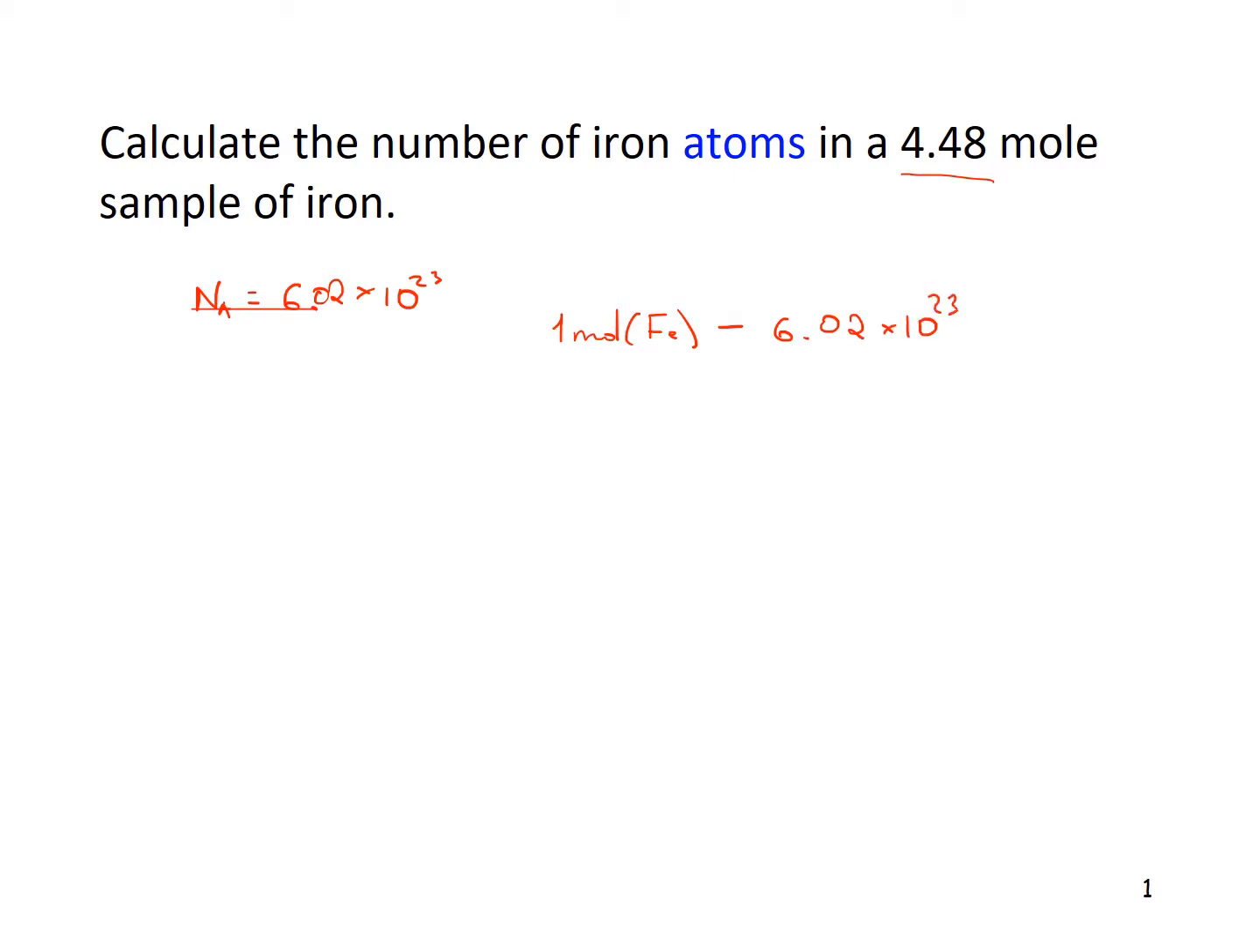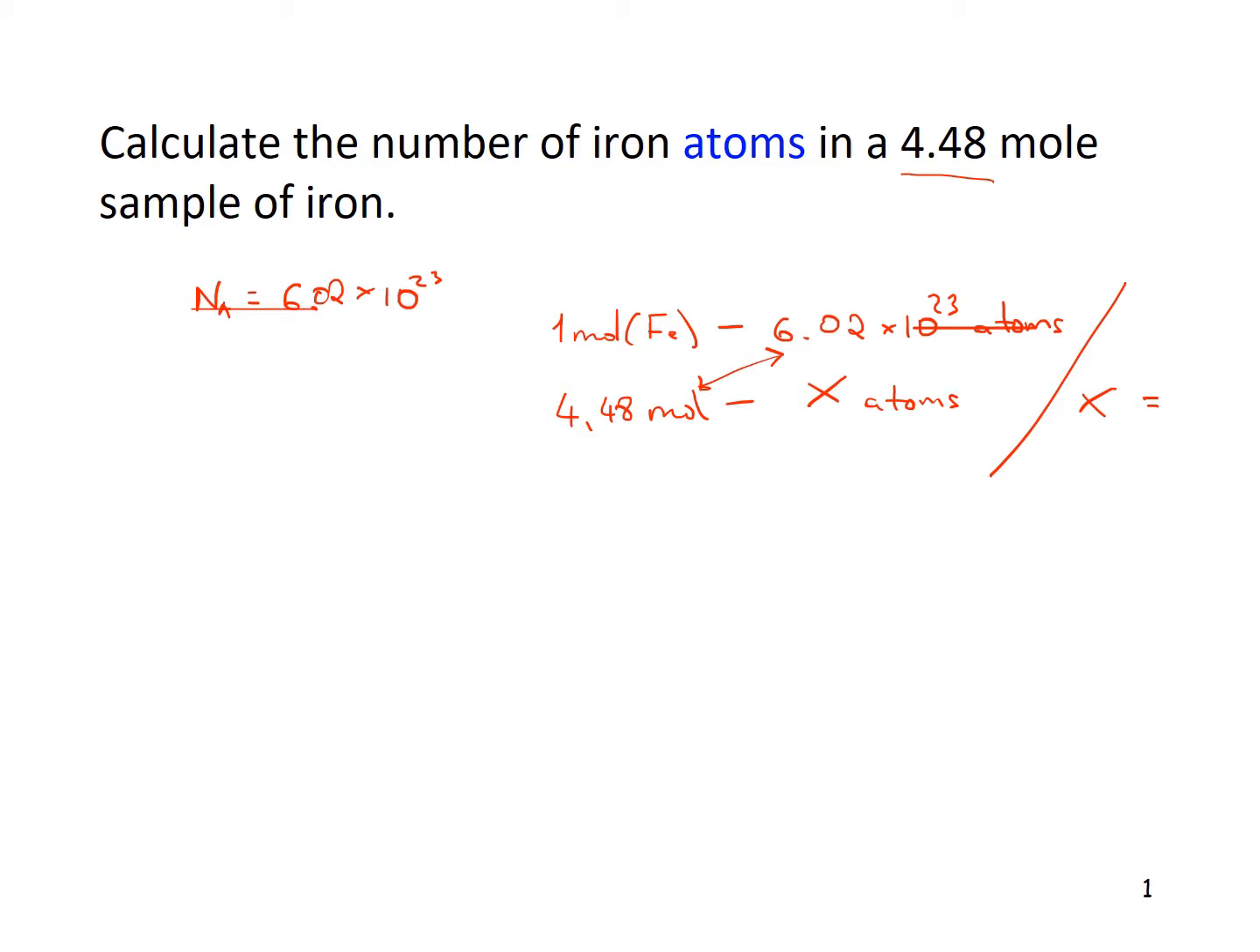So what we can do is write down that in 1 mole of iron, we have 6.02 times 10 to the 23rd atoms. And then we write down that in 4.48 moles, we have X atoms, so some unknown number. Then X is simply going to be the product of these two. We just need to multiply and then divide by 1, but of course that doesn't change the number.